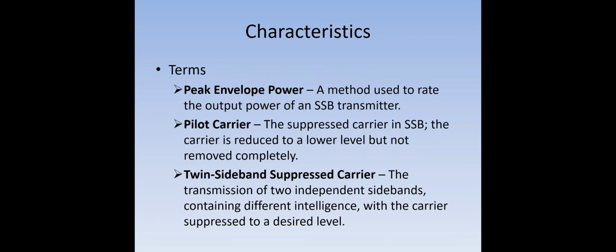All right, so peak envelope power: a method used to rate the output power of a single sideband transmitter. The pilot carrier, the suppressed carrier single sideband: the carrier is reduced to a lower level, but not removed completely. And then the twin sideband suppressed carrier: the transmission of two independent sidebands containing different intelligence with the carrier suppressed to a desired level.